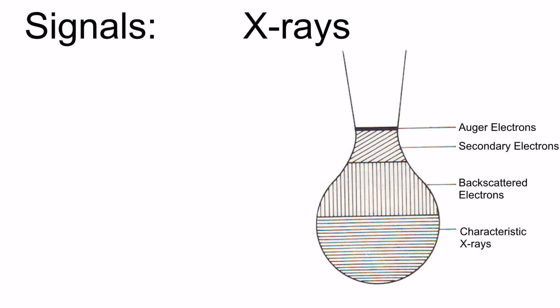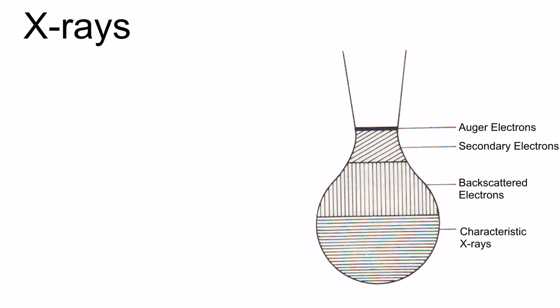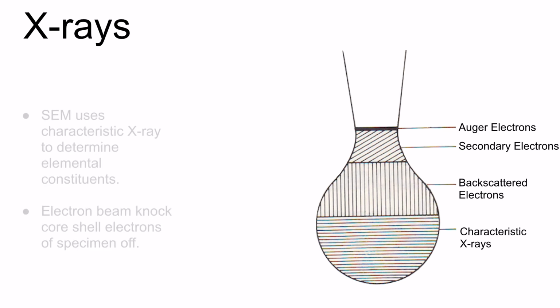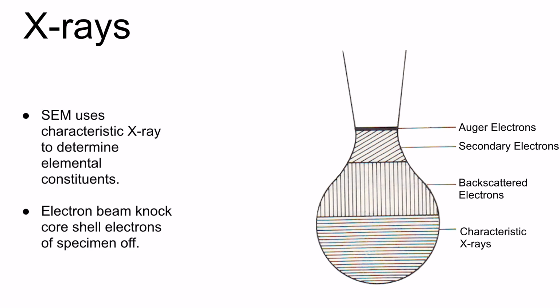X-rays provide information similar to that provided by backscattered electrons. X-rays arise from the disturbance of core instead of valence electrons and provide information on elemental composition, although it's difficult to detect light elements within the periodic table using X-ray.